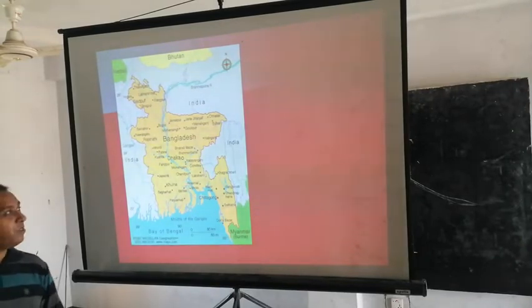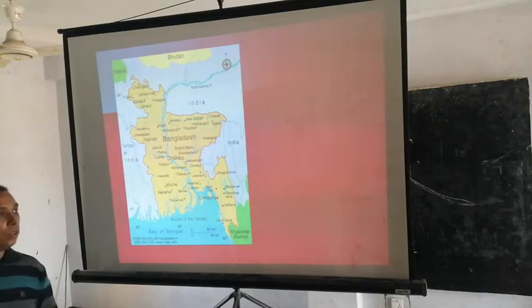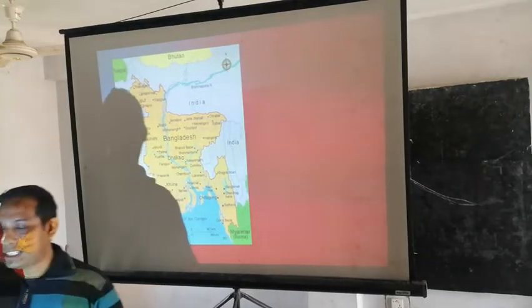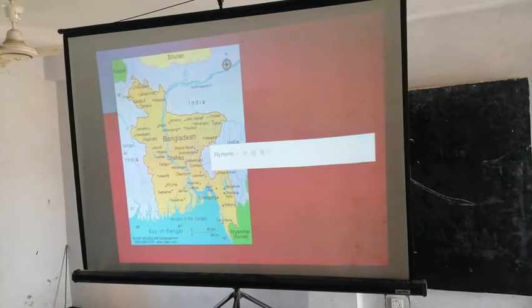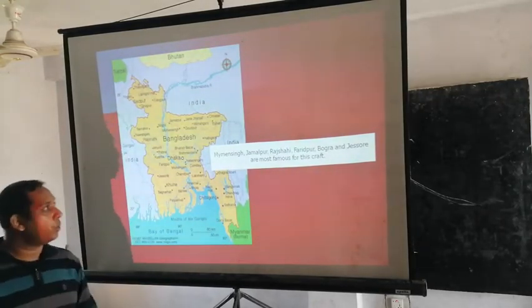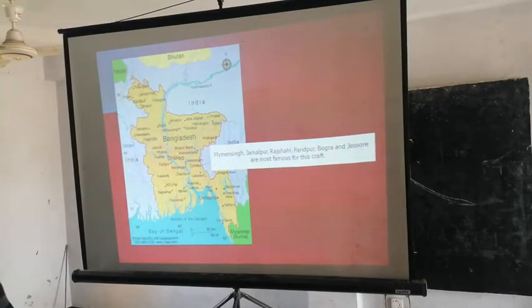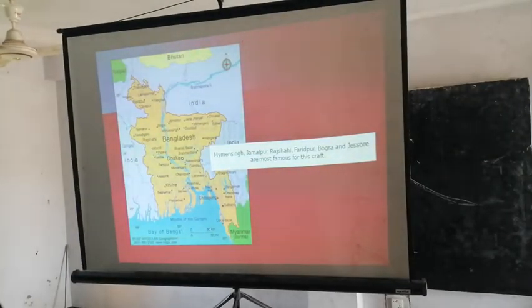My dear students, what can you see? This is a map of our country. Nokshikatha is famous and popular in six districts. Let us see which districts. These are the districts: Mymensingh, Jamalpur, Rajshahi, Kurigram, Bogura, and Jashore. So Nokshikatha has become popular in these six districts.